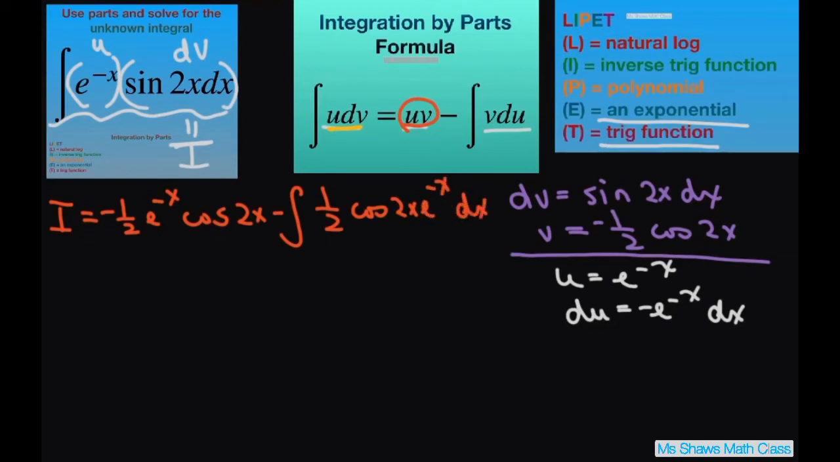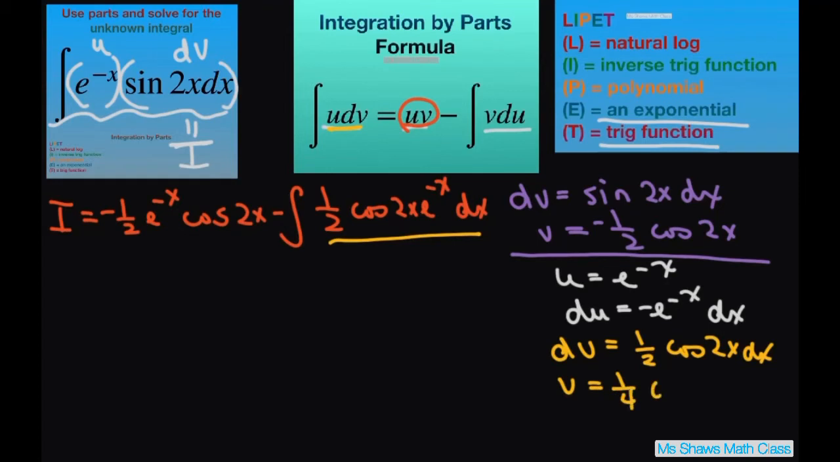Now we're going to have to integrate again. So I'm going to let dv equal 1/2 cosine 2x dx. So my v is going to be 1/4 sine of 2x. Now my u is going to be the same as it was before. That's why I put this one down second. So the u is the same. Let's expand this further.